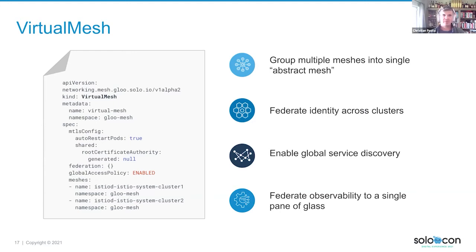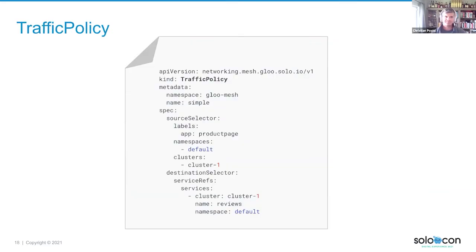It does discovery of the various services that are running in each of the clusters, so it can build a global service discovery catalog. And it also automates and orchestrates some pieces inside of each of the clusters to facilitate telemetry collection, log aggregation, and some of these other things that we need to get a single pane of glass for observability across the different meshes. The next part of the API is a traffic policy.